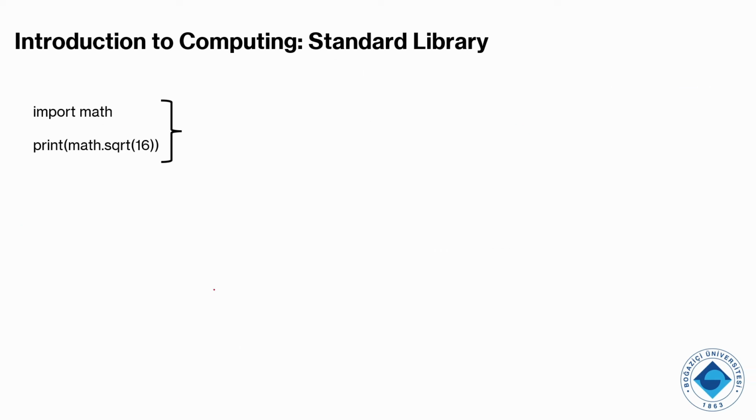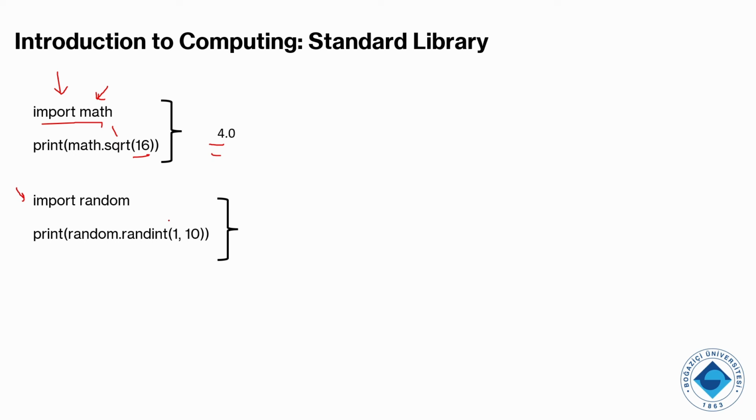Let's continue with examples. I think we used that one before in previous weeks. It is a ready module like math, and you can call it by writing import math. If I write print math dot sqrt 16, it's going to calculate the square root of 16 and return it here. The random module will produce a random number between 1 and 10. This time it produced 8. Maybe next time it's going to produce 6 or 7.